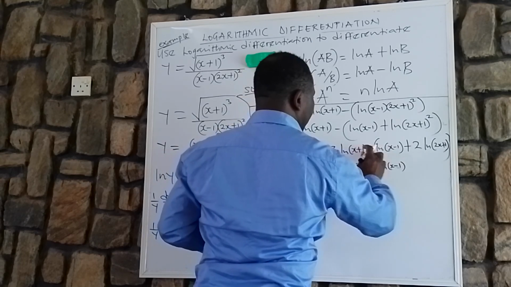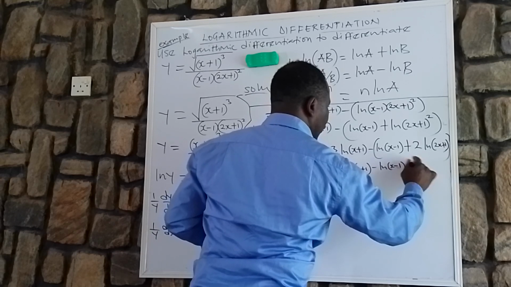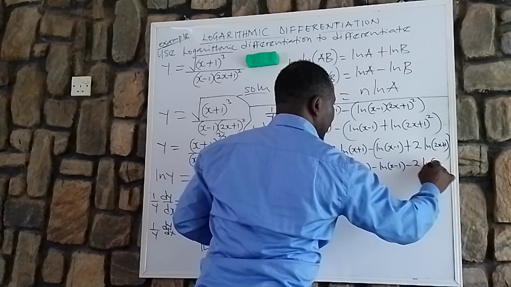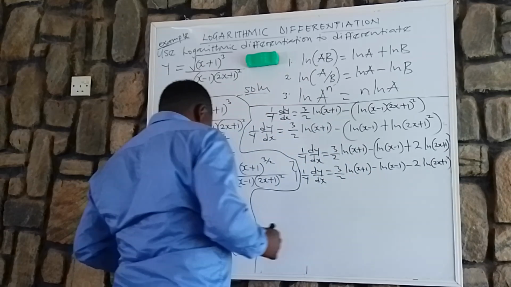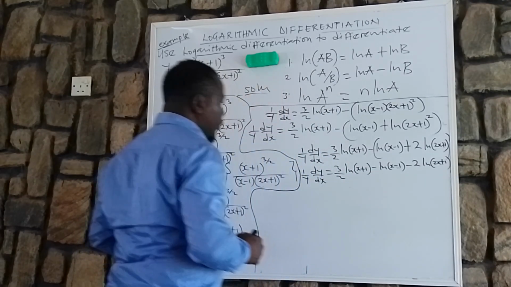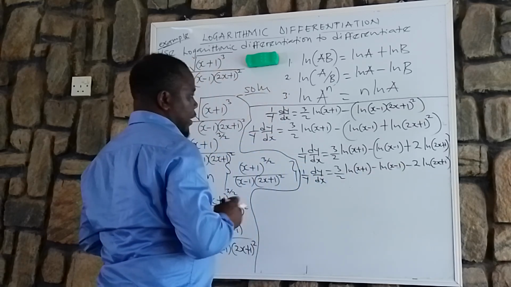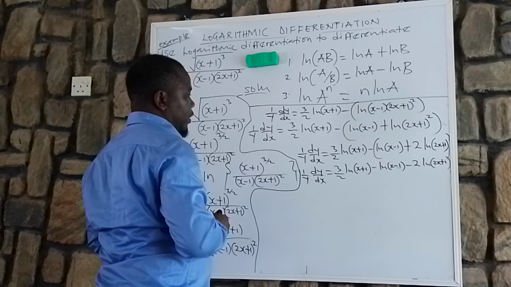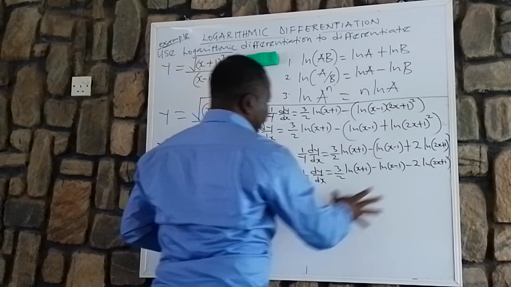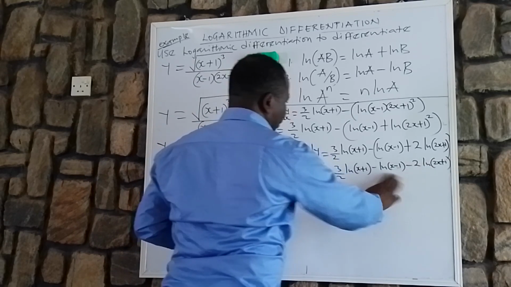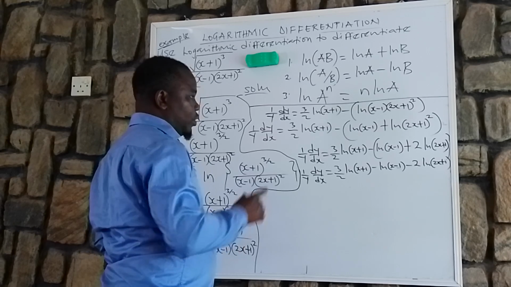Then use this minus to multiply plus, it will be minus 2 in 2x plus 1. Is that clear? So now we can differentiate this. Before I differentiate everything, all the functions here, there is something I want you to take note.